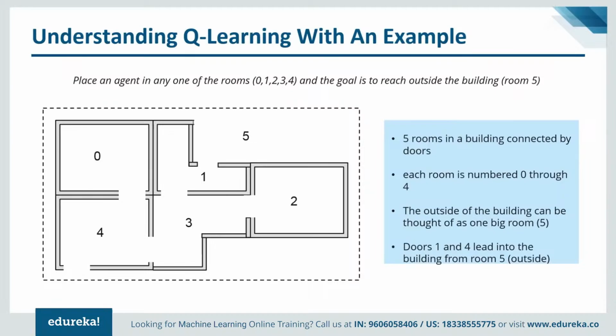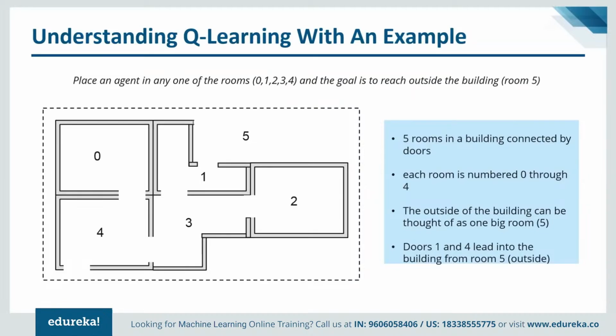All right. So there are certain set of rooms that don't get connected directly. Like I've mentioned here, each room is numbered from 0 to 4, and the outside of the building is numbered as 5. And one thing to note here is room 1 and room 4 directly lead to room number 5. So basically our goal over here is to get to room number 5.